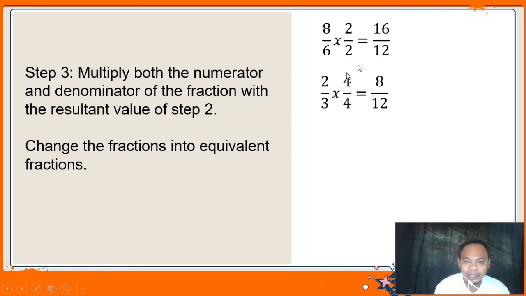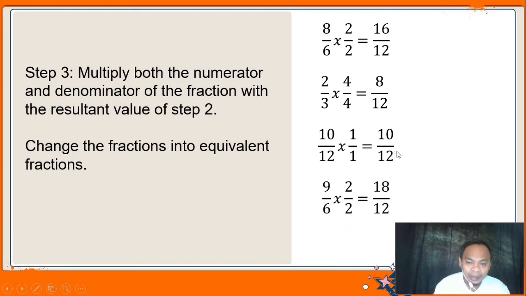Then next, our fraction is 2 over 3. Yung result po niya kanina ay 4. So, 2 times 4, that is 8, and 3 times 4, that is 12. And next fraction is 10 over 12. Ang result po niya sa step 2 ay 1. So 10 times 1, that is 10, and 12 times 1 is equal to 12. So nagiging 10 over 12.